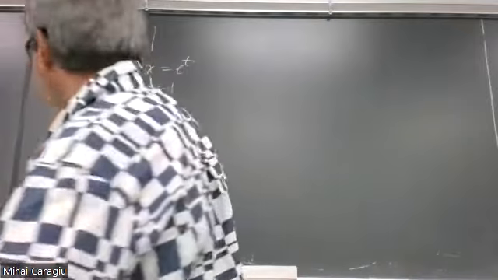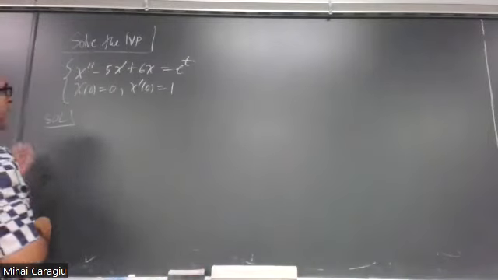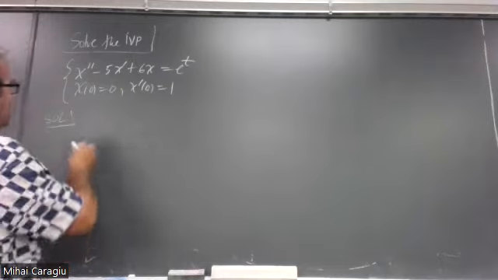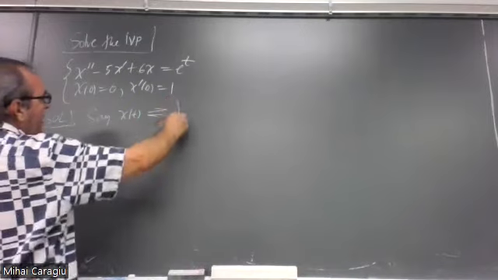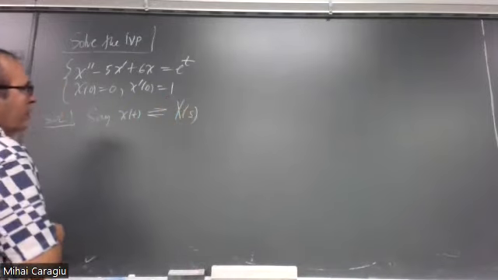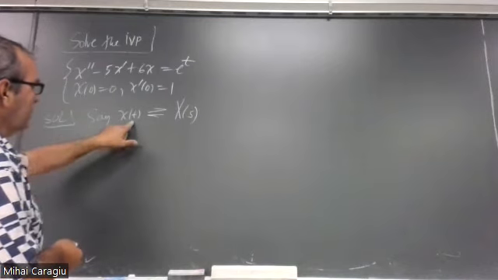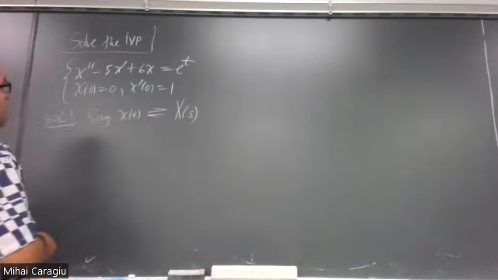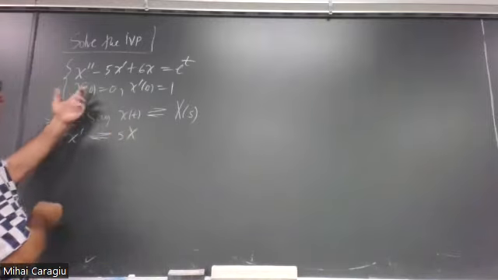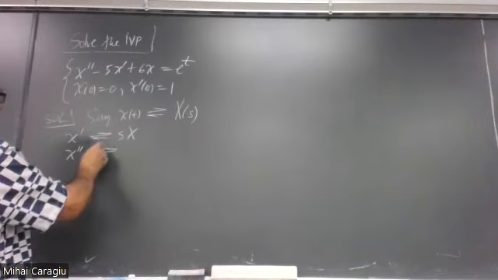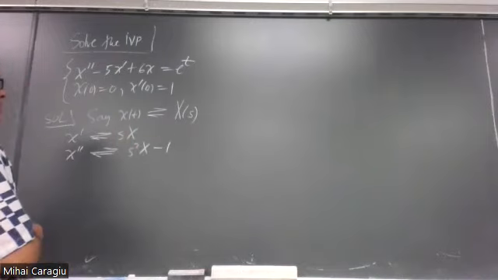Okay. Solution. Like always, declare your intent of using Laplace transforms. So say small x of t transforms into big X of s. From this moment on, we'll use small x and big X, and it goes without saying that small x depends on t, big X depends on s. Then x prime transforms into sX minus 0, which is sX. X second transforms into s squared X minus 1, because the initial derivative at 0 is 1.